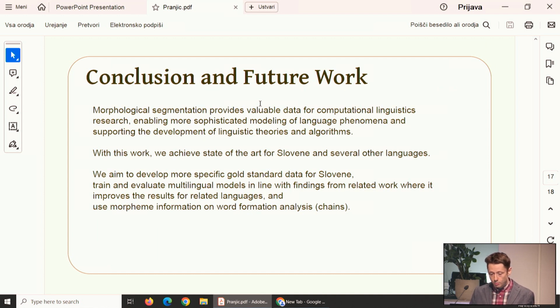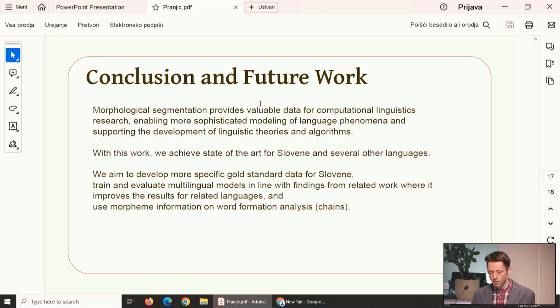So from my point of view, morphological segmentation provides valuable data and results for computational linguistics and enables more sophisticated modeling of language phenomena. We have seen a lot of references and related work on this line. So with this work, we achieved state-of-the-art for Slovene and several other languages, including languages with a very low amount of data. Some of the results shown were on African languages that are very low resourced.